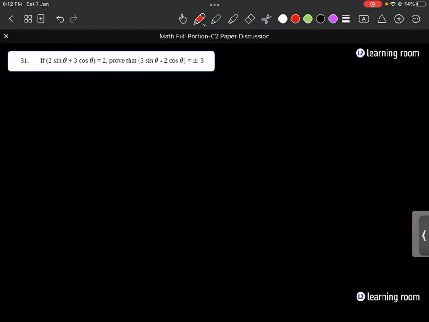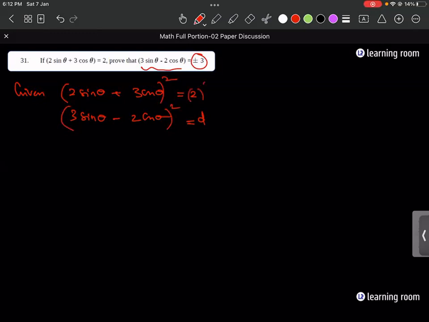If 2 sin theta plus 3 cos theta is equal to 2 and 3 sin theta minus 2 cos theta is equal to d, prove that 3 sin theta minus 2 cos theta is equal to plus or minus 3. Given is 2 sin theta plus 3 cos theta is equal to 2. Whenever you have an answer as plus or minus something, you should always square and add them. The first one will give you 4 sin square theta plus 9 cos square theta plus 12 sin theta cos theta is equal to 4.